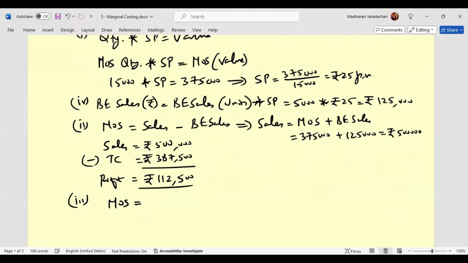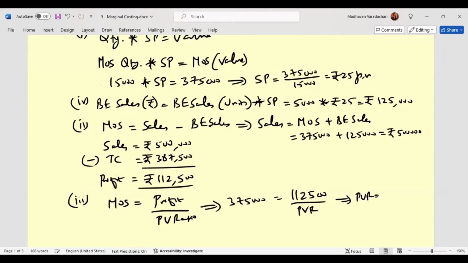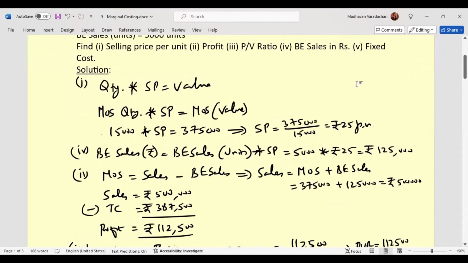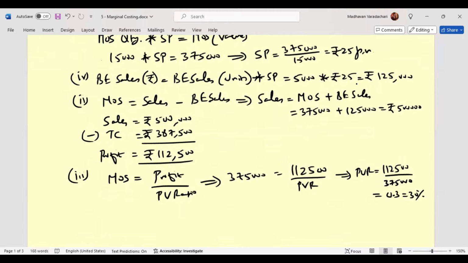Margin of safety is profit divided by PV ratio. That means 3,75,000 should be equal to 1,12,500 divided by PV ratio, which means our PV ratio is 1,12,500 divided by 3,75,000, which will give us 0.3, or we can say 30% is the PV ratio. Fourth part we already did. Now we'll move on to the fifth part where we have to find fixed cost.